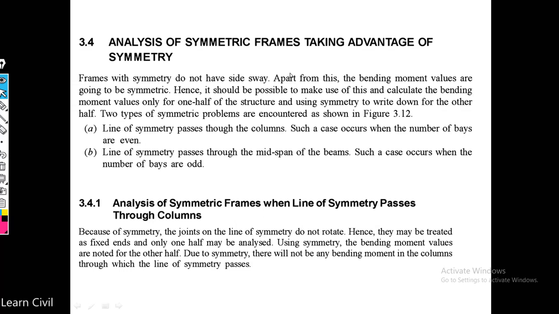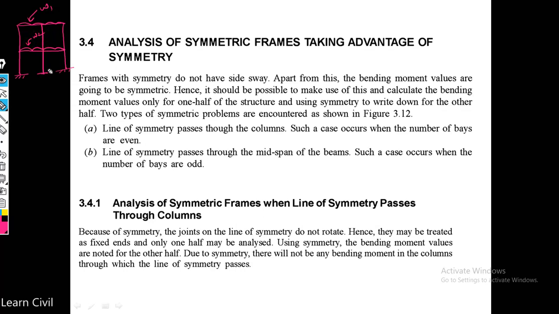Okay, so the next problem is analysis of portal frames with symmetry. Now, there may be some conditions when we will be having a frame like this. Let us consider we have some frame like this. Here the loading is W1, and this loading is W2.